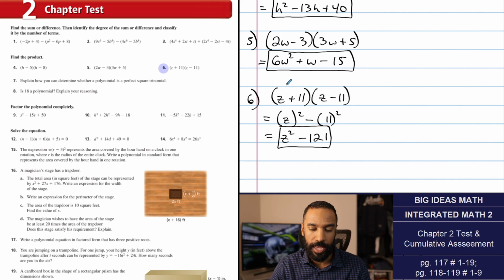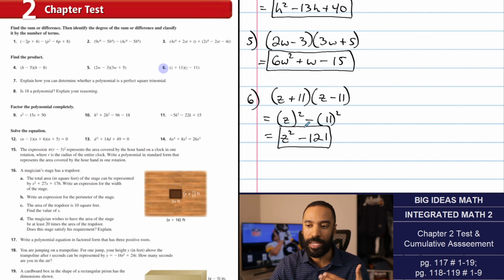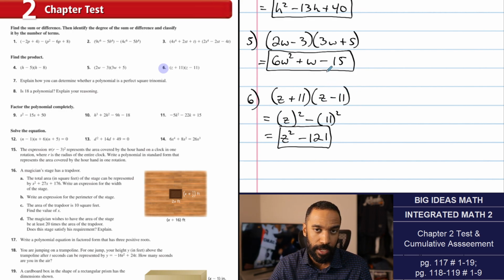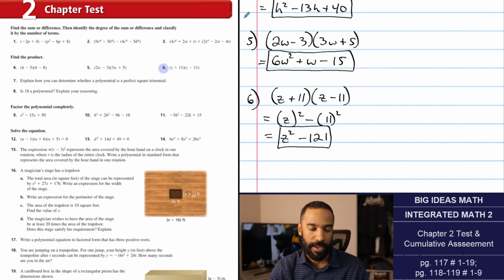However, the middle terms canceled. Negative 11z plus 11z is 0. They're gone, so I'm recognizing a difference of two squares for what it is, because obviously I'm going to need to know that when I factor things later. And that is number 6.